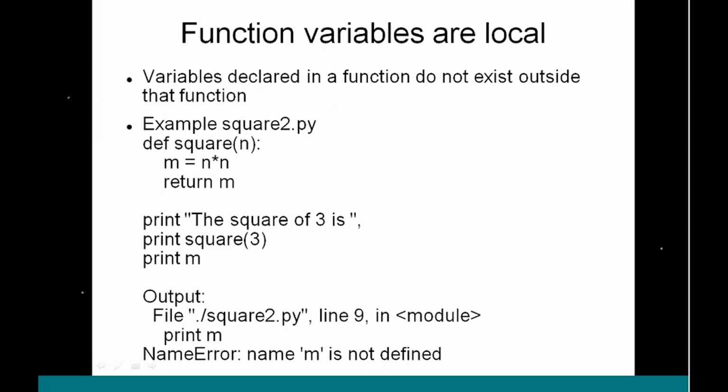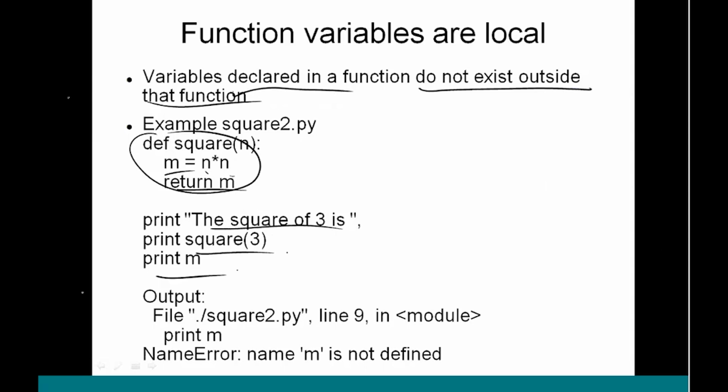Now this is something that we saw earlier. As I mentioned, variables declared in a function do not exist outside the function. So here is one example. Def square(n), where m is defined as n squared, and then return m. So if you say square of 3, and then ask it to print square 3, and then you print m, Python will generate this error.